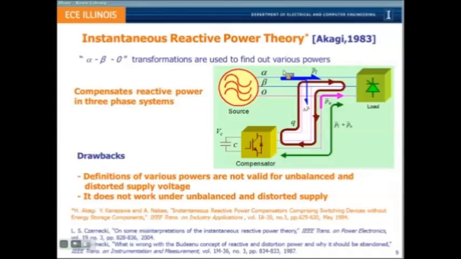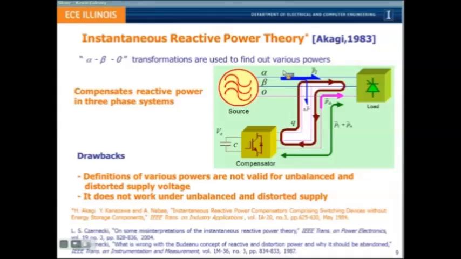Alpha beta zero phase, the source, this is any load, and this is the compensator. The source supplies only the balanced active power. It doesn't supply reactive power or any harmonic power. The compensator supplies the Q, which goes back and forth, because that's the meaning of reactive power. And delta P is just the P loss, because this compensator is not ideal.